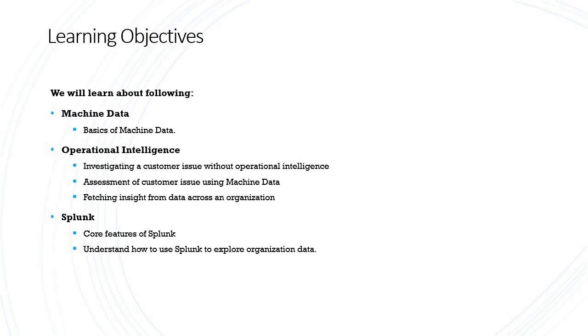Today, we will learn about the basics of machine data. We will understand operational intelligence, that is, investigating a customer issue using machine data and fetching insight from data across the organization. Then we will go through Splunk's core features and how to use them for exploring organization data.